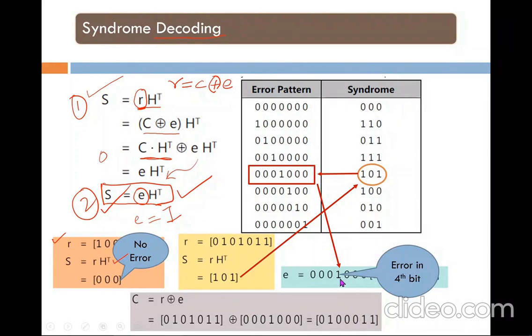So we found that the error is in the fourth bit and by using the equation R XOR E we can flip that 1 into 0 and get the corrected code word. So this is how we could identify the error in one bit here and that bit has been corrected.